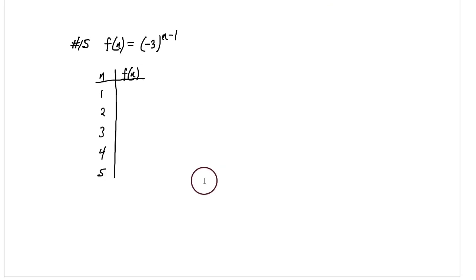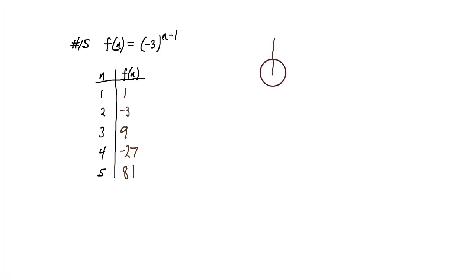Number 15. Let's substitute 1 and then figure out what this makes. 1 minus 1 is 0. Negative 3 to the 0 is 1. Now fill in 2. 2 minus 1 makes 1, and negative 3 to the 1 makes negative 3. Now fill in 3. 3 minus 1 is 2, and negative 3 to the 2 is 9. Can you see the value of r? You're multiplying by negative 3. So this is negative 27, and then positive 81.